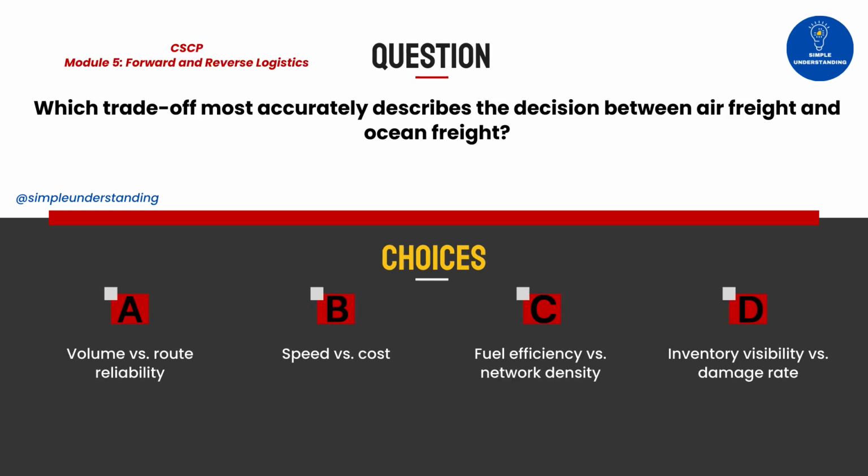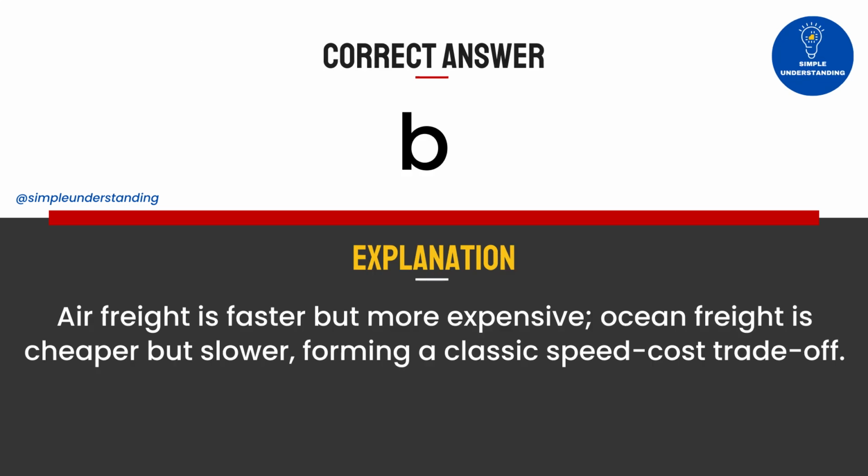4. Which trade-off most accurately describes the decision between air freight and ocean freight? A. Volume versus route reliability. B. Speed versus cost. C. Fuel efficiency versus network density. D. Inventory visibility versus damage rate. Correct answer: B. Explanation: air freight provides speed at higher cost, while ocean freight is slower but more cost-effective.